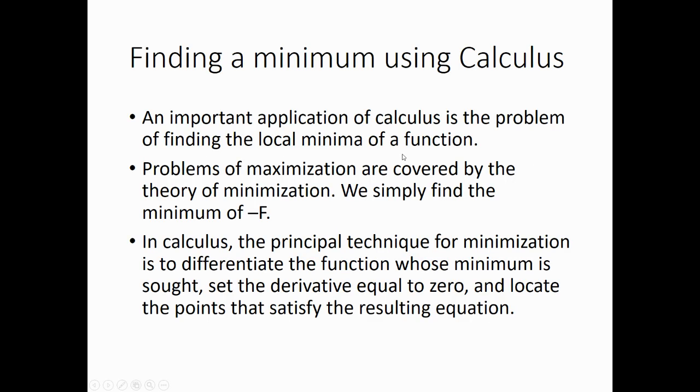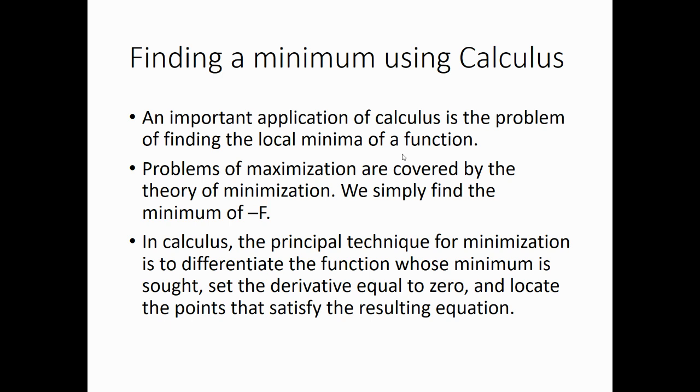Using calculus, and this is an important application in calculus, or something you probably spent a good deal of time on in Calculus 1, is the problem of finding a local minimum of a function. Problems of maximization pretty much are covered by this theory because you simply find the minimum of the negative version of the function. In calculus, the principal technique for this is to differentiate the function that we want to find the minimum for, set the derivative equal to 0, and locate the points that satisfy the resulting equation.